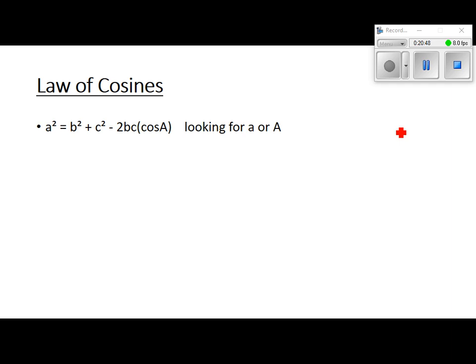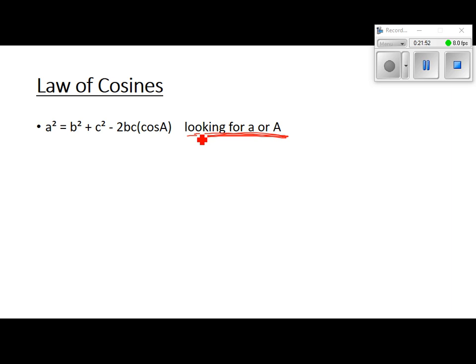So the law of cosines says a squared equals b squared plus c squared minus 2 times b times c times the cosine of A. Once you get that written down, I'll start explaining. It looks like a harder formula. It's not really real difficult, because you're just plugging in the numbers. If you're finding a side, it's pretty easy. If you're finding an angle, it's a little tougher.